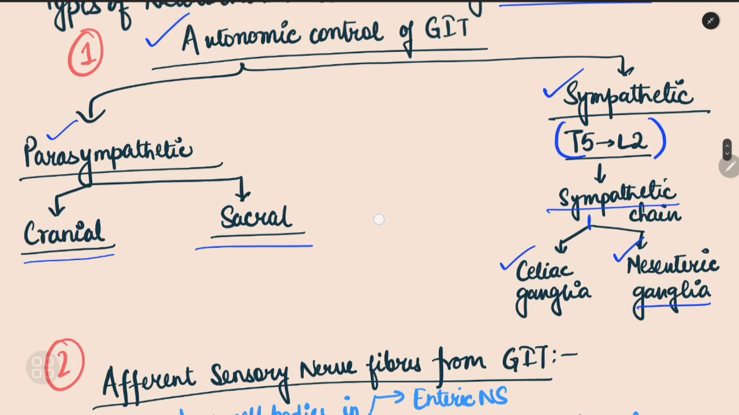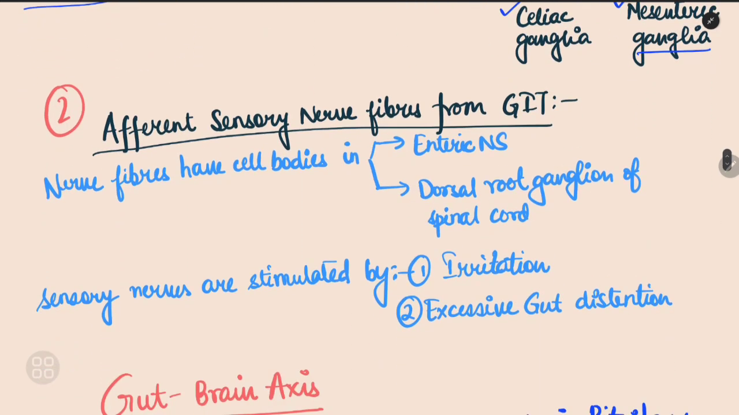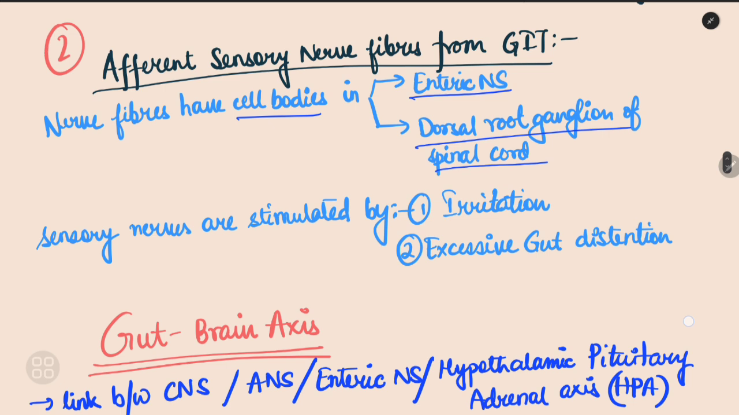What is the afferent supply? So that was the autonomic supply. Now talking about the afferent supply, that is the afferent sensory nerve fibers from the GIT. They have cell bodies that are located either in the enteric system or in the dorsal root ganglia of the spinal cord. Sensory nerves are mainly stimulated if there is any sort of irritation.